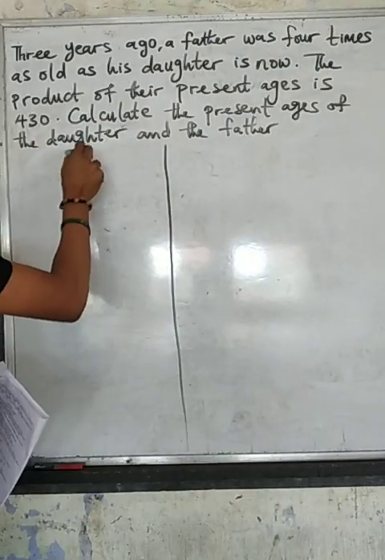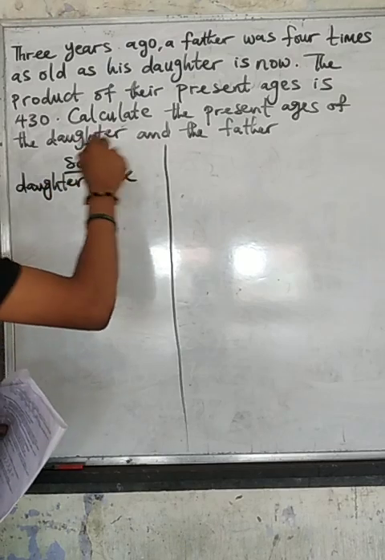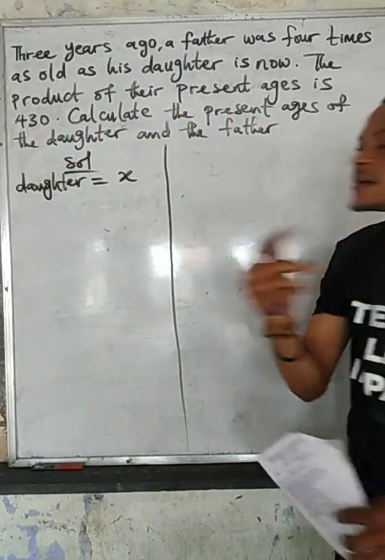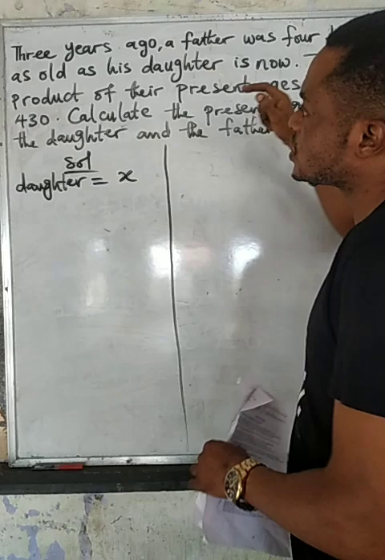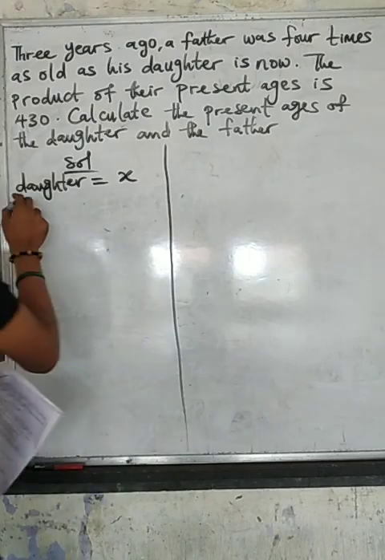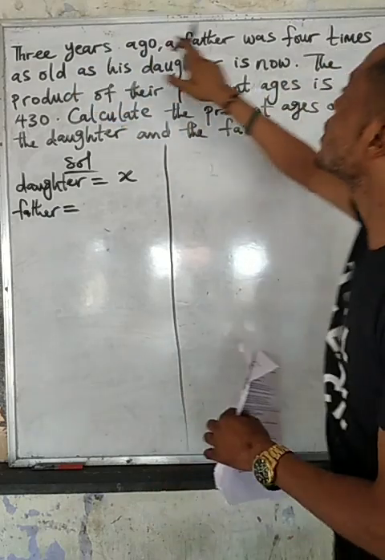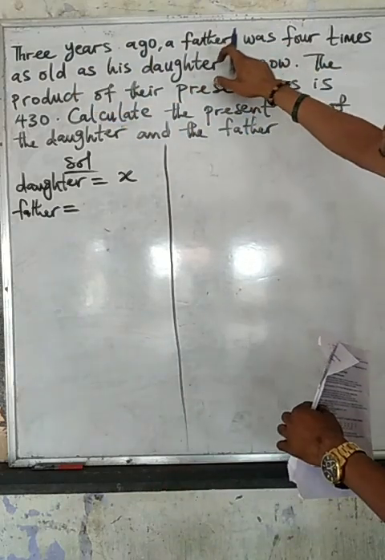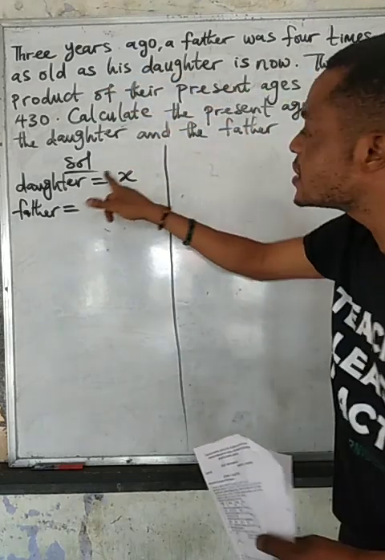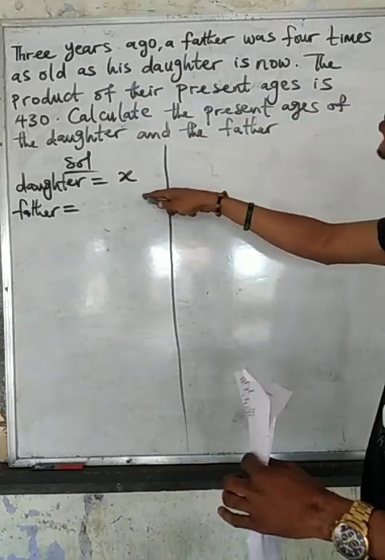So we can say if the daughter is X years old today. But they now said 3 years ago, it happened 3 years back. The father was 4 times as old as the daughter is now. That means the father, let's try to break it. 3 years ago, we'll come back to this later. But right now, they said the father, back then, was 4 times as old as how the daughter is now. So it means currently the daughter is X years old, but 3 years ago the father was 4 times as old as the daughter.